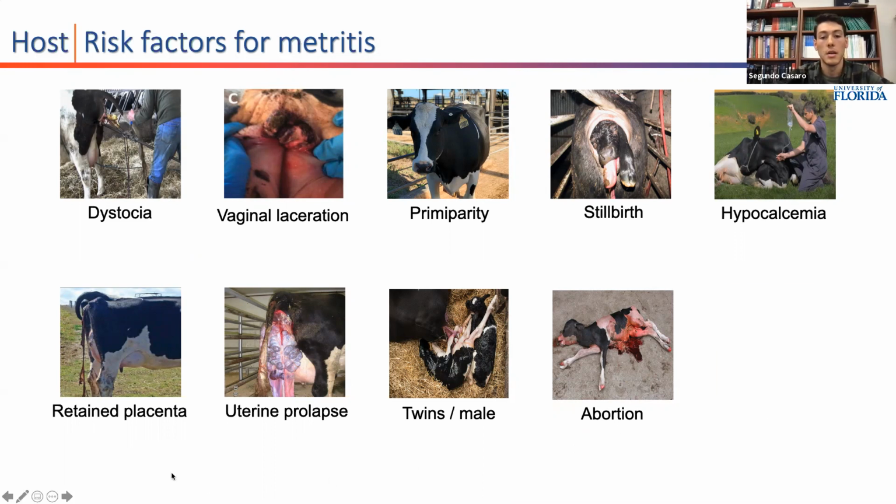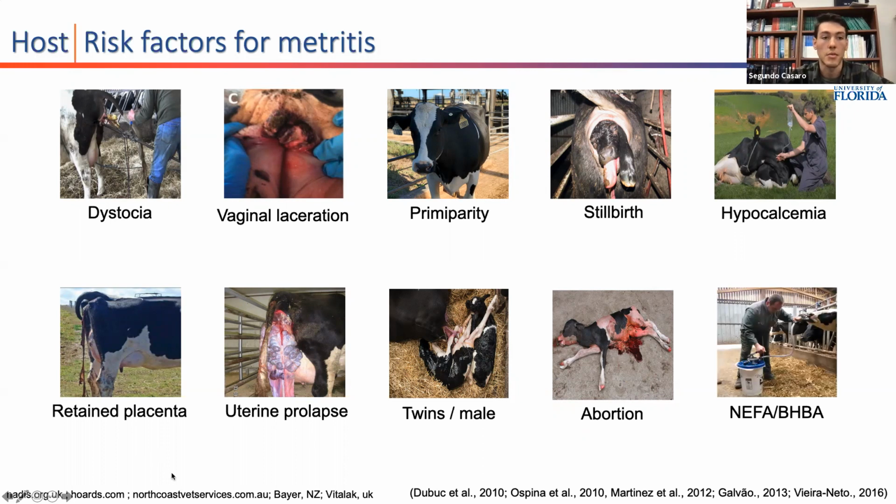And lastly, NEFAs and BHBA are risk factors for metritis. When NEFAs prepartum are equal or higher than 0.3 milliequivalents per liter, or postpartum equal or higher than 0.6 milliequivalents per liter, they are associated with increased risk for metritis. The same happens with BHBA, but just postpartum, and if they are equal or higher than 10 milligrams per deciliter.